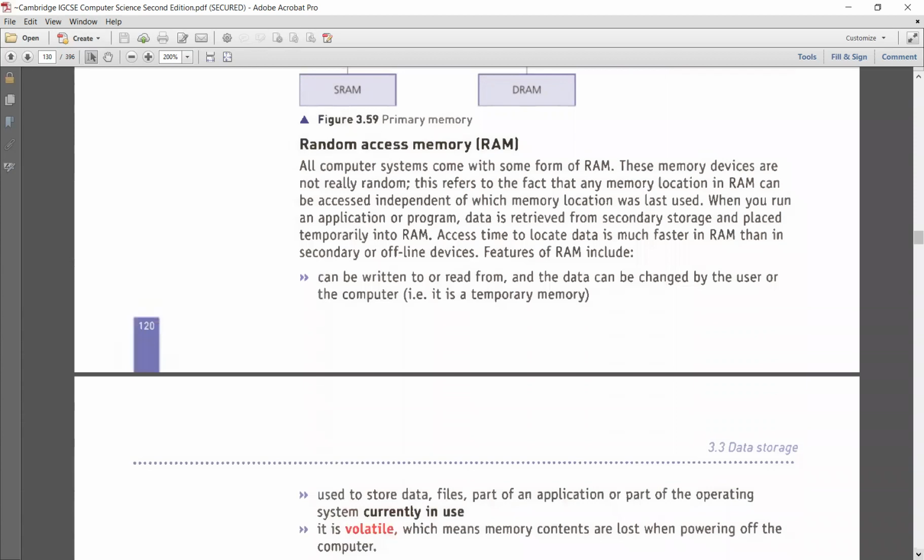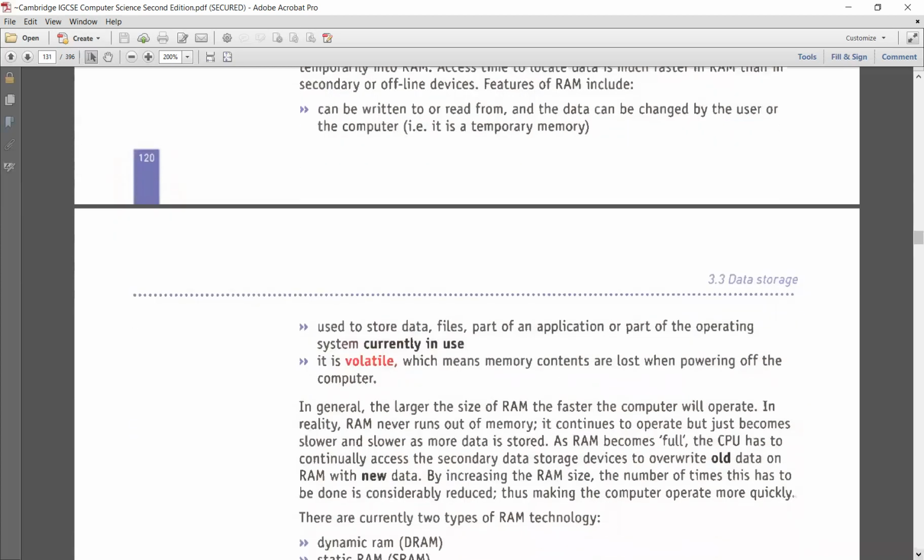So what is RAM? From the RAM features I mentioned here, RAM is volatile, which means the data is lost when the power is turned off. It can be written to and read from, and the data can be changed by the user. It is used to store data files, part of the application or part of the operating system currently in use. So you can even get a question that gives the definition and asks you to name the term. The size of the RAM can be increased, and if you want to make your system work faster, then you must increase the size of the RAM.